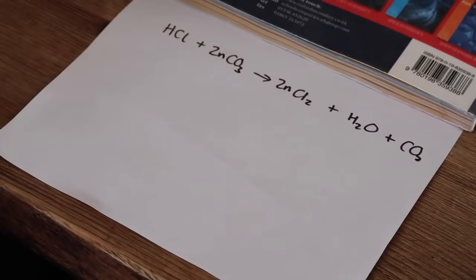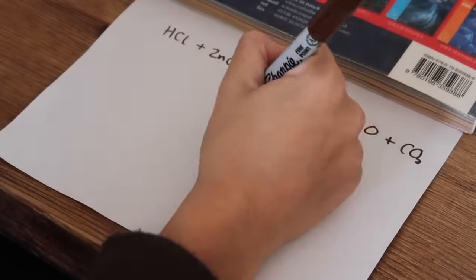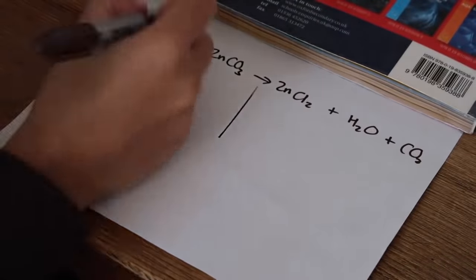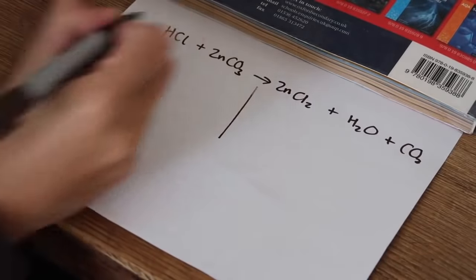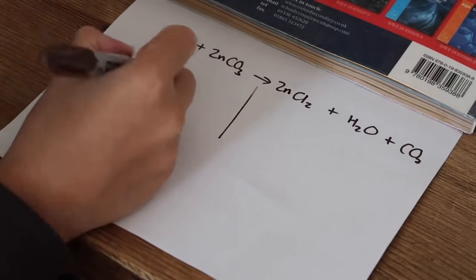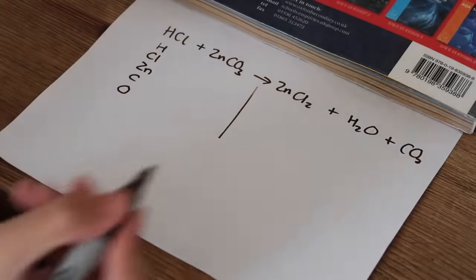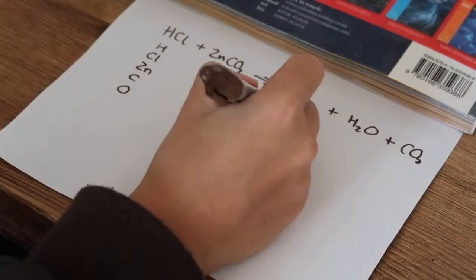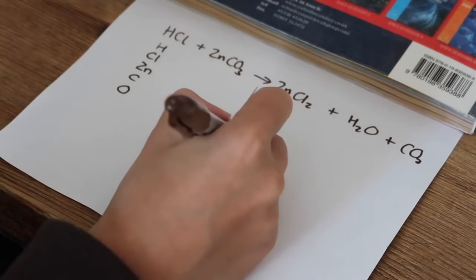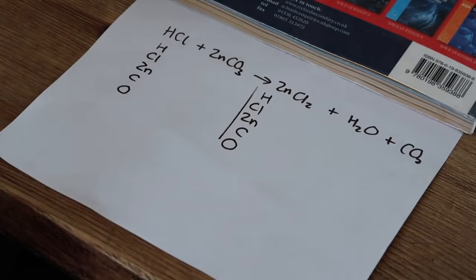This is how you do balancing equations. I always do it the same way. So draw a line separating both sides of the equation and then list the elements. So we've got hydrogen, chlorine, zinc, carbon and oxygen, and then just copy it across exactly as you've done it. Keep them all lined up, that's crucial. And then you're going to use a tally chart to work out how many atoms you have of each element.